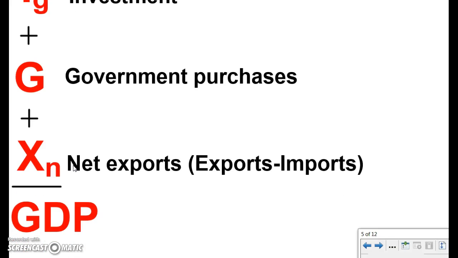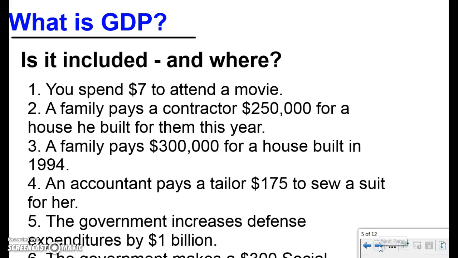And then our final category is from the foreign trade sector, so X sub N, which is what we call net exports, or exports minus imports. So we add in exports, but we subtract out the value of imports that are sold because they're not produced in this country. So net exports is our final category, and those four things added up are how we calculate GDP.